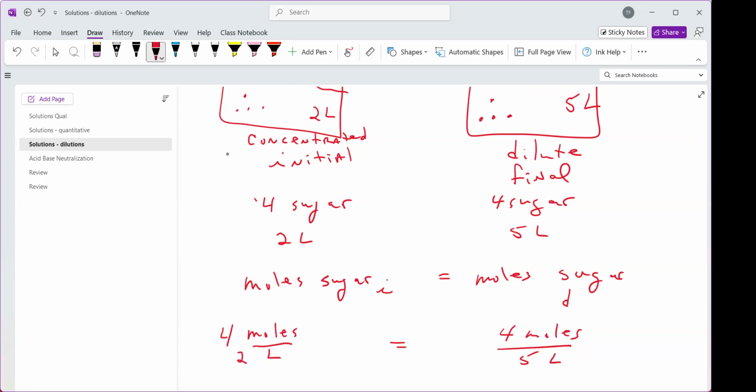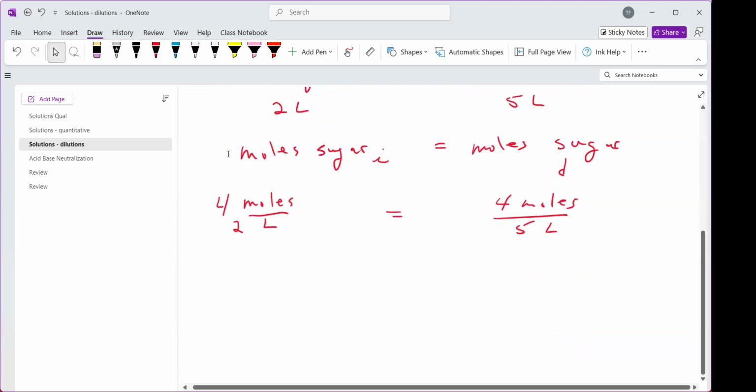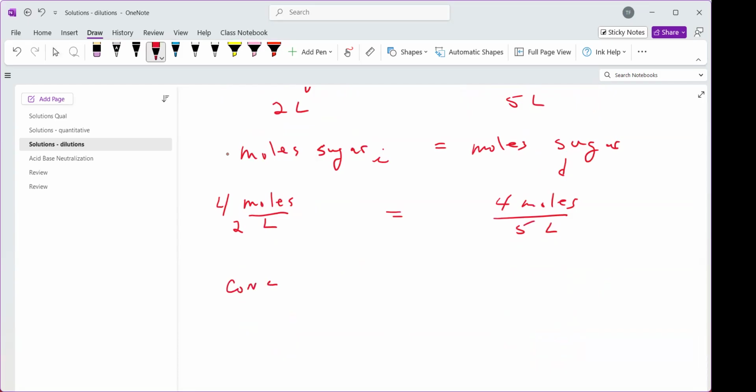So if we ever have a concentration, we can find the number of moles by multiplying by the volume, because that cancels out liters. Okay, this is a very important relationship. We're going to be using this in lab today. Concentration times volume equals moles.